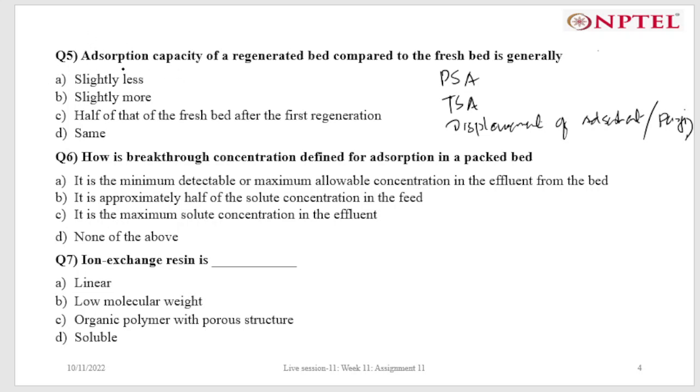So here this question asks: the adsorption capacity of regenerated bed compared to the fresh bed is generally. Anybody tell the answer of this question? The options given are: slightly less, slightly more, half that of the fresh bed. Option A, sir. A slightly less, right?